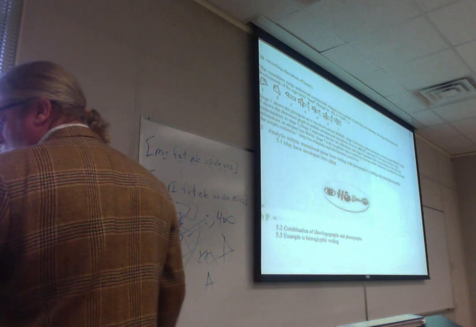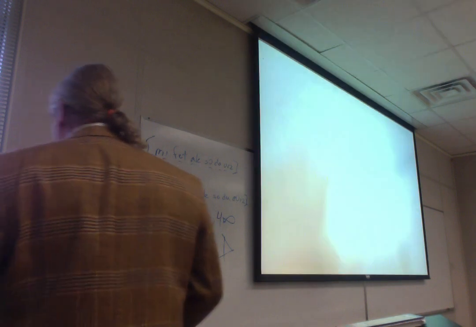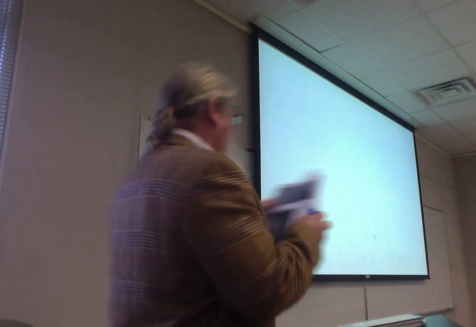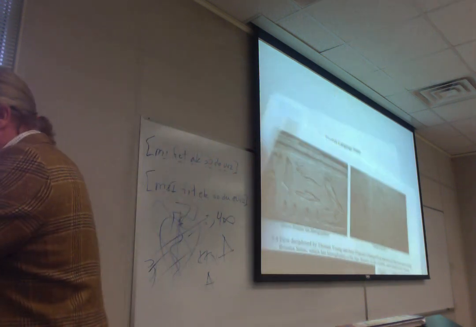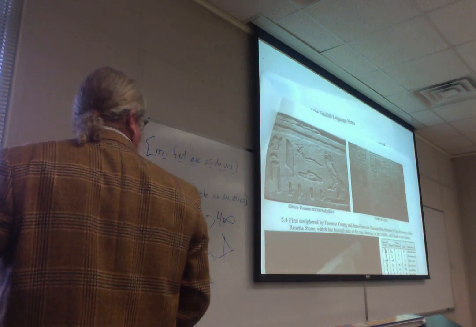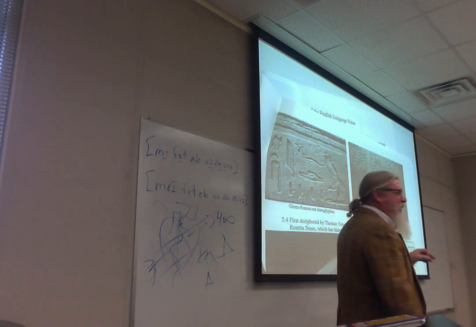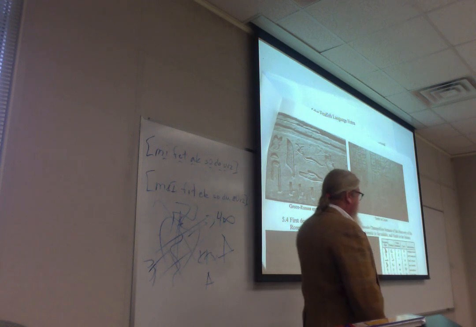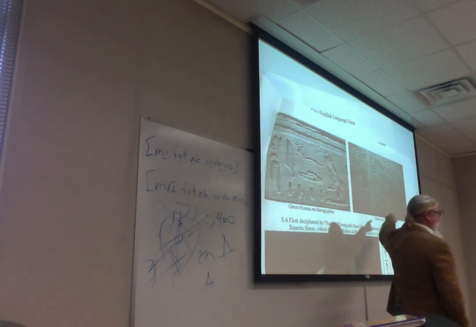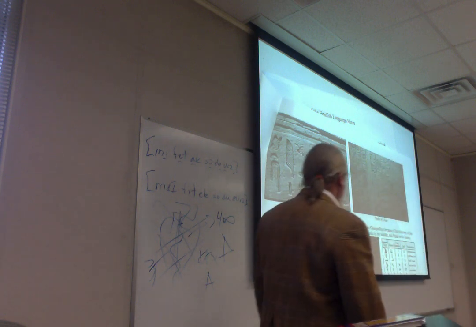So it's a combination of ideographs, logographs and phonographs. The big example: hieroglyphics. And you've got a couple of different examples of hieroglyphics here. These are Greco-Roman era hieroglyphics, that is, relatively late hieroglyphics. This is from the tomb at Luxor down in central Egypt. Okay.